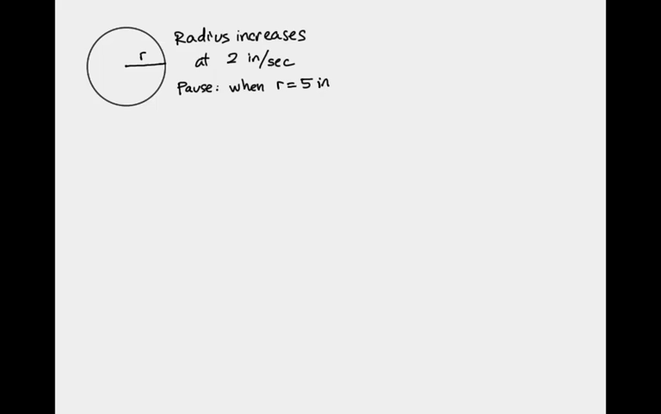Let's say that we managed to have a speedometer on the area. What does that speedometer say when we hit the pause button exactly when the radius is 5 inches? When the radius is 5 inches, how fast is the area of the circle changing?